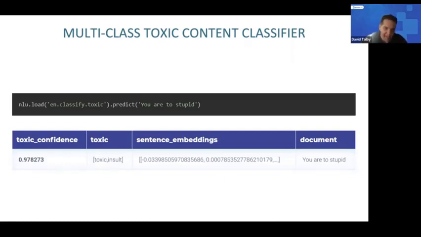Here we load in English, en.classify.toxic. You are so stupid. And in this case, you can see that this was classified as two types of bad content, both toxic content and insult. This model specifically can also look at identity attacks, hate speech, sexual content, I believe, and a few other types of toxic content, and can tell you the confidence for each one.